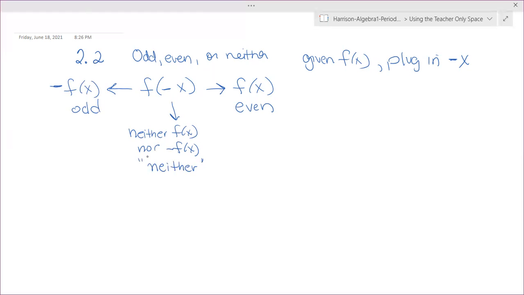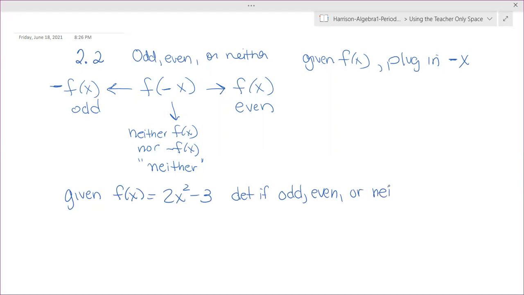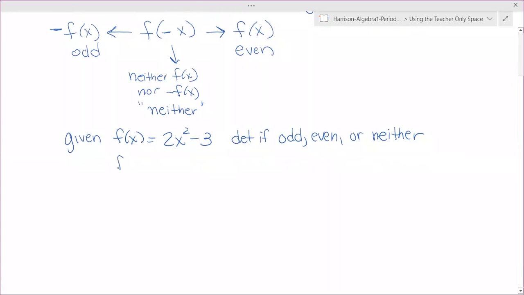All right, so let's take a look at an example. So let's say we are given f of x equals 2x squared minus 3, and we want to determine if it is odd, even, or neither. So we begin by plugging in the opposite of x. So we're going to find f of the opposite of x. So we're just going to replace x with the opposite of x everywhere we see it. So this is what it looks like.